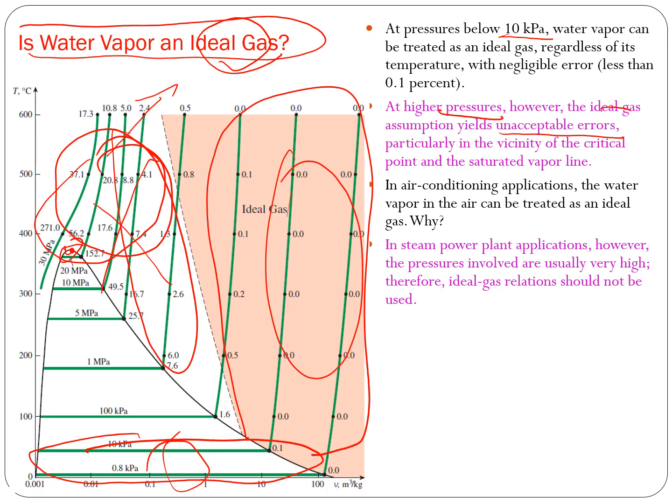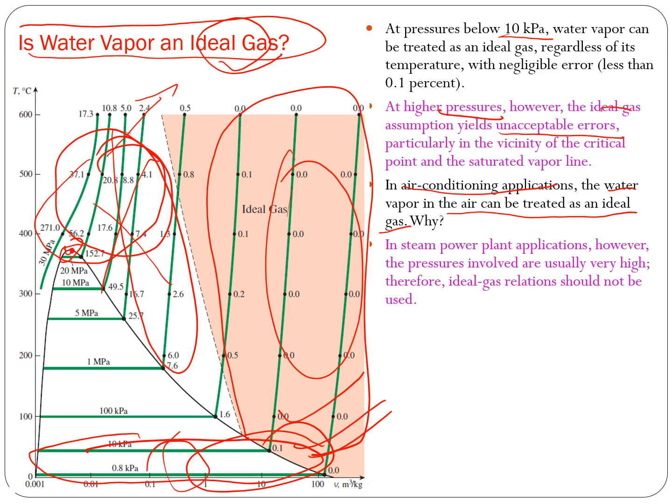This is a practical case. In air conditioning applications, the water vapor in the air can be treated as an ideal gas. When you study air conditioning, you will have to do the calculation. In that case, you can treat vapor as an ideal gas and still get good results, because in an air conditioning system, the partial pressure of water vapor is very small, and you can still use the ideal gas equation. When the pressure is small, you still get good results.